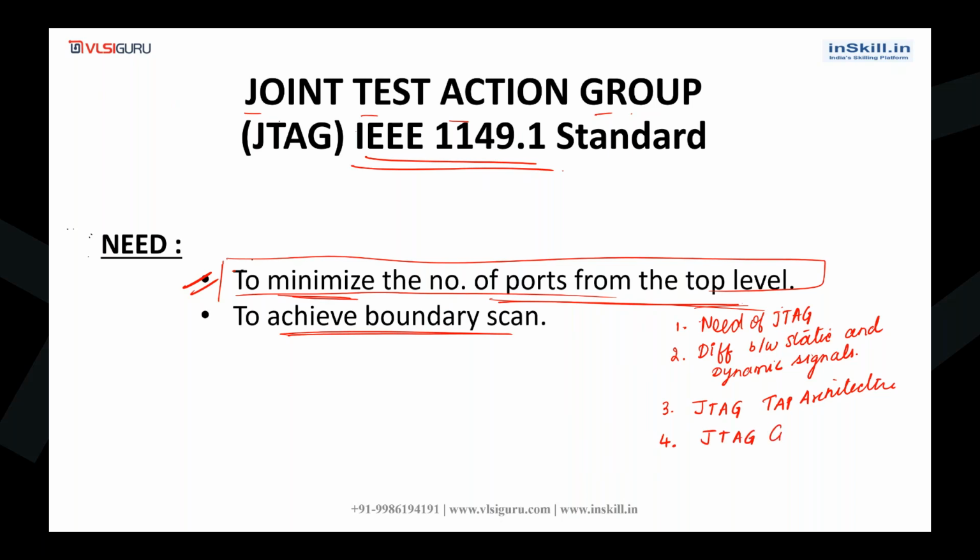We'll try to understand the JTAG controller. This JTAG controller is a 16-state FSM. There will be various states: test logic reset state, run test idle state, a set of DR states, and a set of IR states. Like that, you will have 16 states in that FSM. We will explore each and every state of that 16-state FSM.